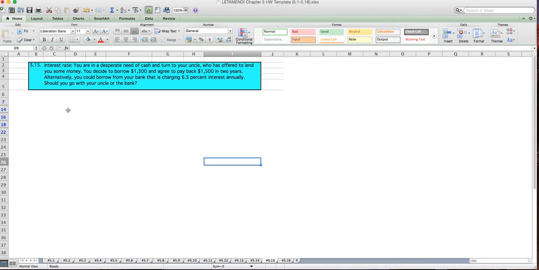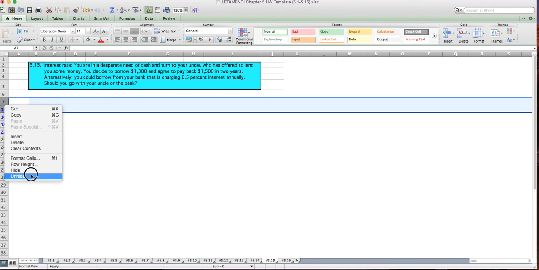The last problem that we're going to go over is problem 5.15. This is an interest rate problem, so this is what we're going to solve for. You are in desperate need of cash and turn to your uncle who has offered to lend you some money. You decide to borrow 1,300 and agree to pay back 1,500 in 2 years. Alternatively, you can borrow from your bank, which is charging 6.5% annually. Should you borrow from your uncle or from the bank?